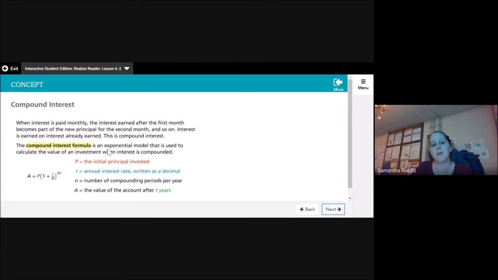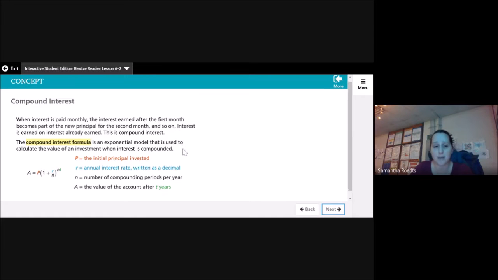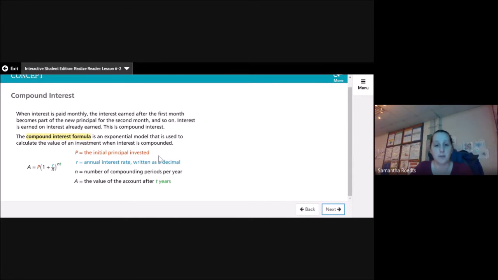So the compound interest formula is an exponential model that is used to calculate the value of an investment when interest is compounded. So P is the initial principal invested. So it's the money that you put in. R is the annual interest rate written as a decimal. So 0.5%, 2%, whatever that might be. N is the number of compounding periods per year. So if it's quarterly, it would be 4, semi-annually would be 2, annually would be 1, monthly would be 12. Okay. A is the value of the account after however many years. Okay. So T is always in years.